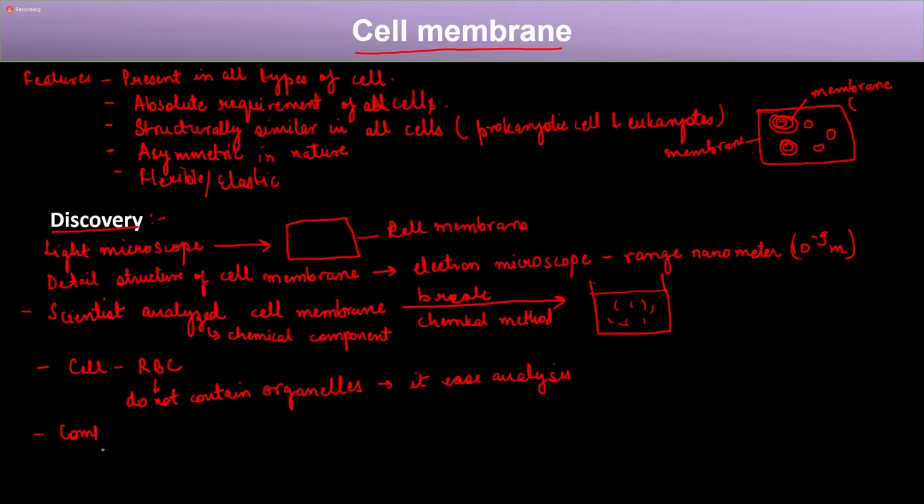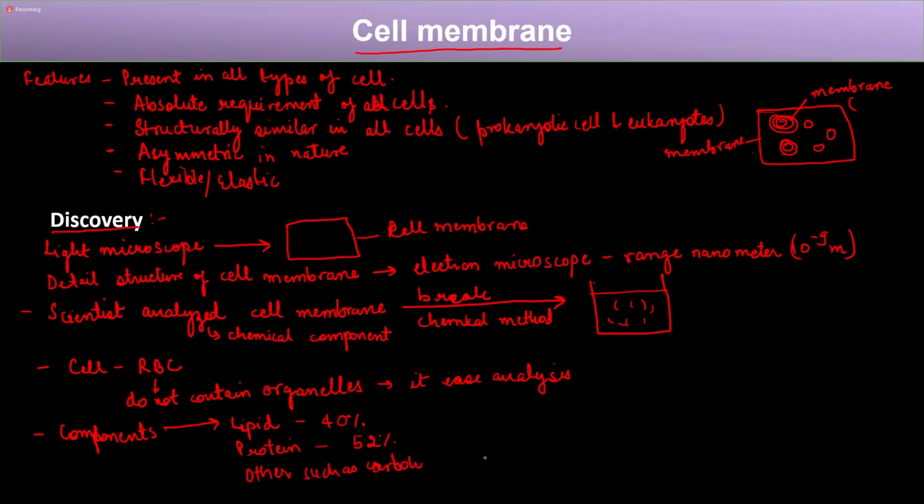They found that the plasma membrane predominantly comprises two things. The first one is lipids. The plasma membrane of the RBC comprises lipids, approximately 40%. The second thing it consists of is protein, and these proteins were 52%. There were also some other components, such as carbohydrates.